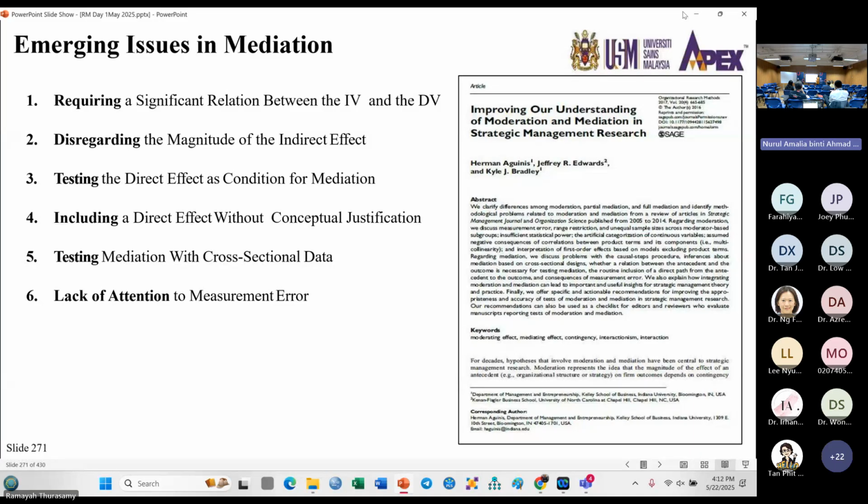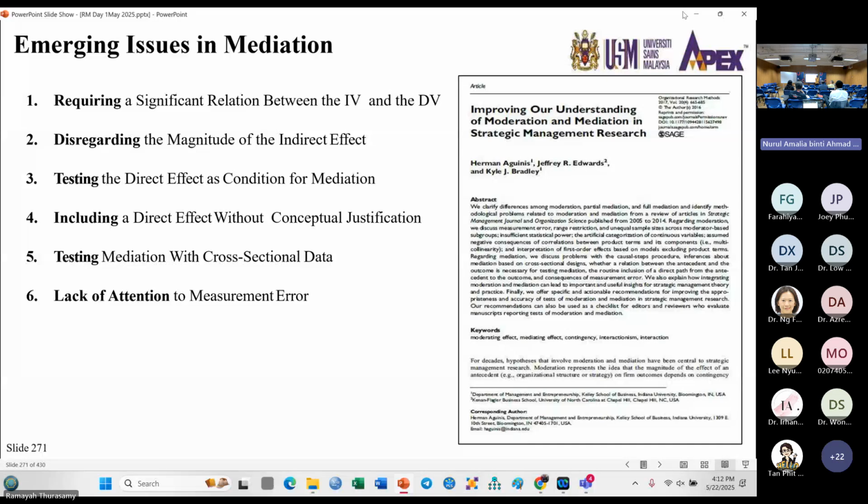If someone says you must have a significant relation between IV and DV, you can show them this paper. This paper says you don't need IV to DV directly. No need to mask. They can do without now. And then magnitude of effect size here, this one we can already calculate. Previously we didn't have, in 2017 we didn't have. Now we already have.